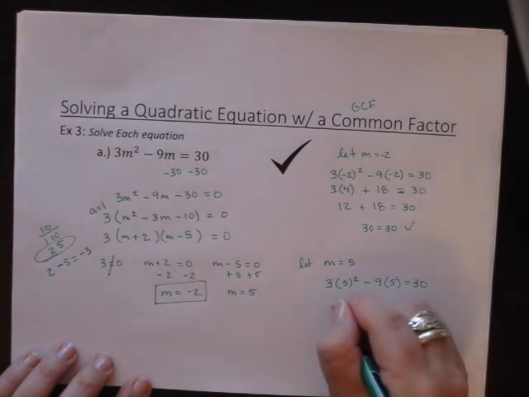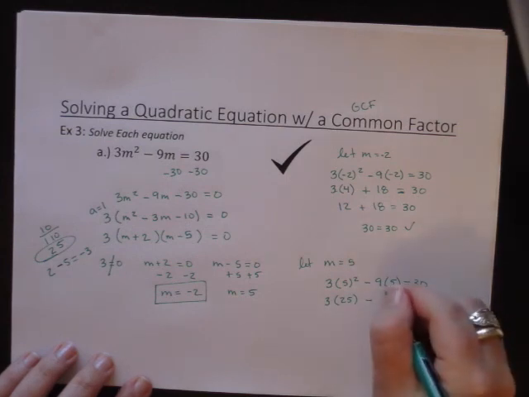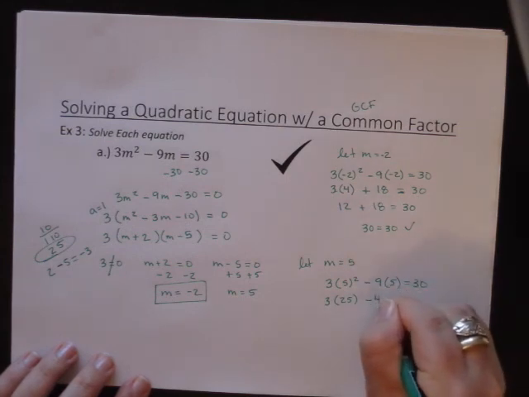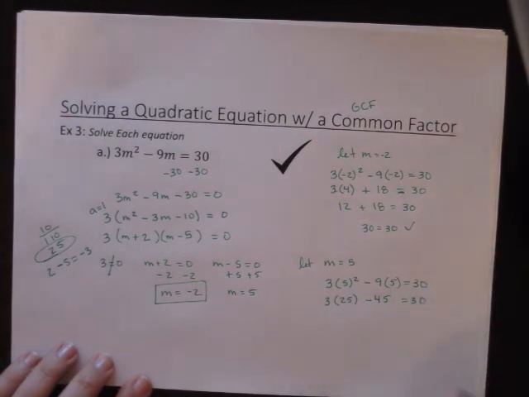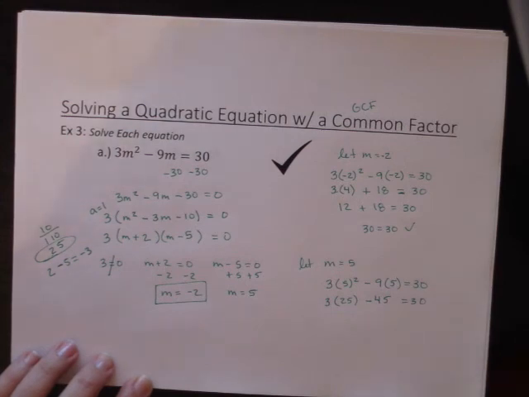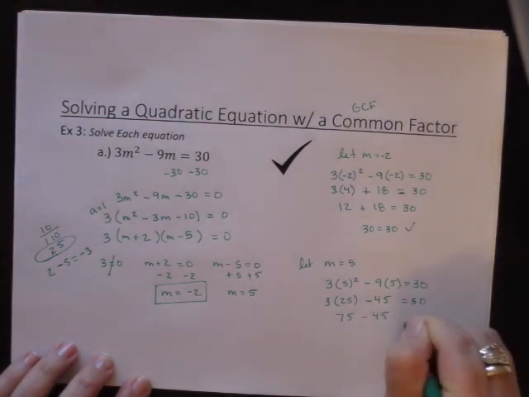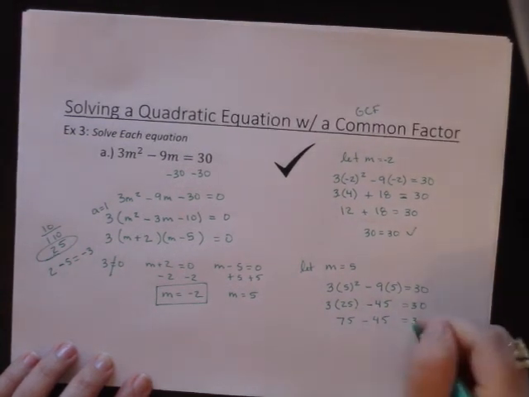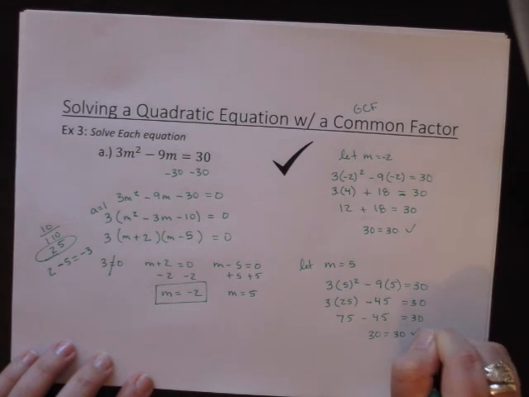So 5 squared is going to be 25. So I'll go 3 times 25. Negative times positive is a negative. 9 times 5 will leave me with 45 equals 30. 3 times 25, think of quarters, so 25 cents plus 25 cents plus 25 cents will leave me with 75 cents. Minus 45 equals 30. And 75 minus 45 will give me 30 equals 30. That is a true story.